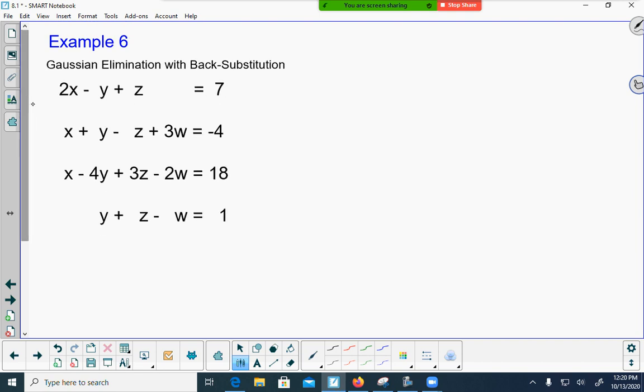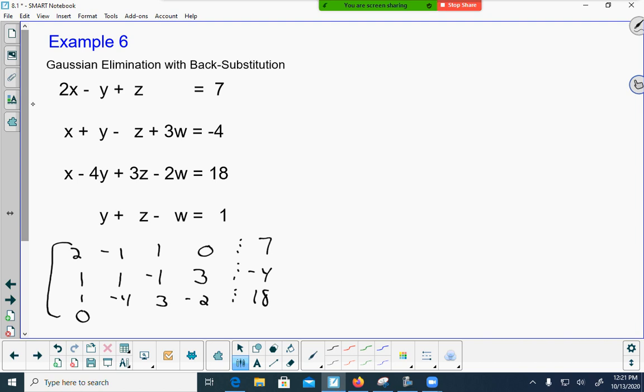I would get, for the first row, 2, negative 1, 0, and the answer would be 7. Yep. So I keep on going, you will pass the buck. Okay. So 1, negative 1, 3, and the answer is negative 4. 1, negative 4, 3, negative 2, and the answer is 18. And 0, 1, 1, and negative 1, and the answer is 1. Yep.